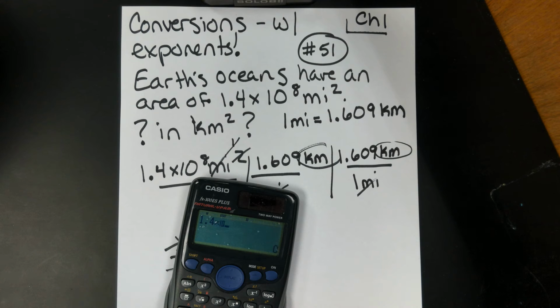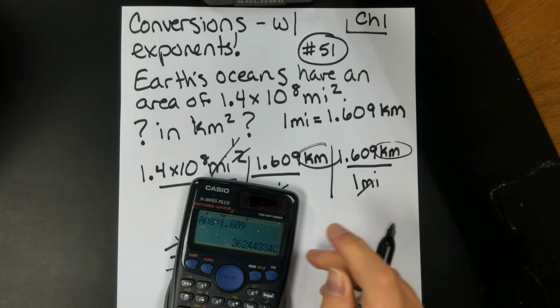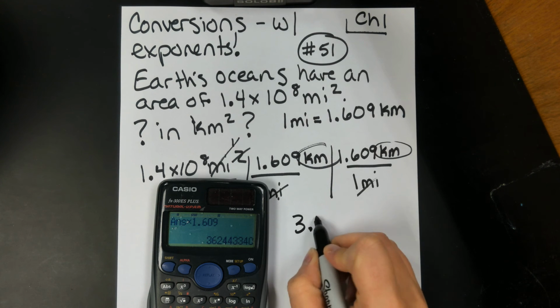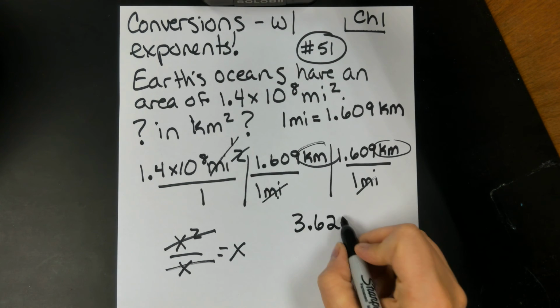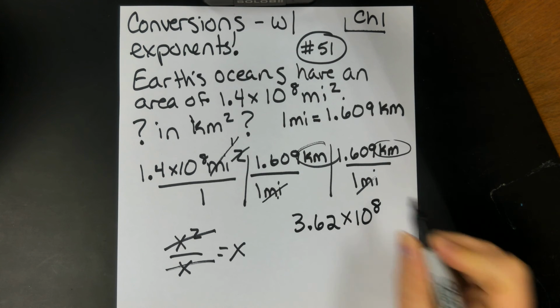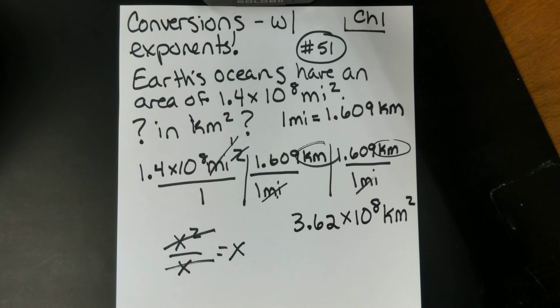So type this into our calculator. 1.4 times 10 to the 8, and I'm going to times that by 1.609 times 1.609, and I get a very big number, but if I were to abbreviate it, I get 3.62, 1, 2, 3, 4, 5, 6, 7, 8, I believe, times 10 to the 8. And that unit is kilometer squared. So I hope that helped out.